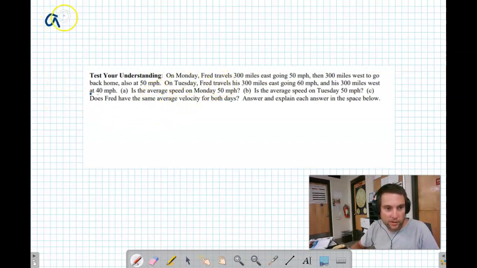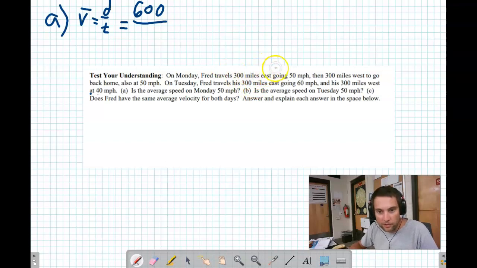Well, let's see. So we have part A. So we know that the average speed equals distance over time. Right? So what distance did he travel? 600 miles total, not displacement. We don't care about the east and west. How long did it take? Well, to answer that, we're going to have to figure out the time.